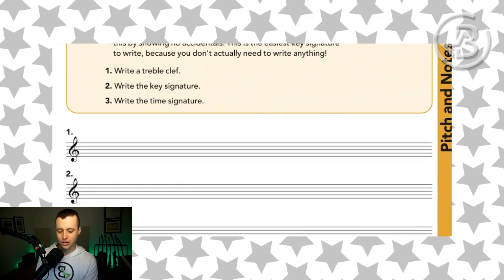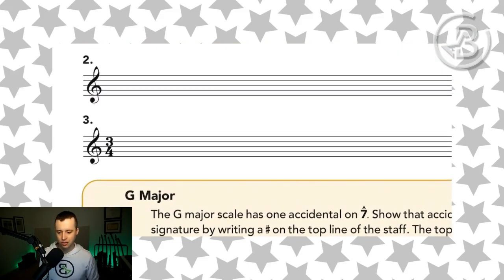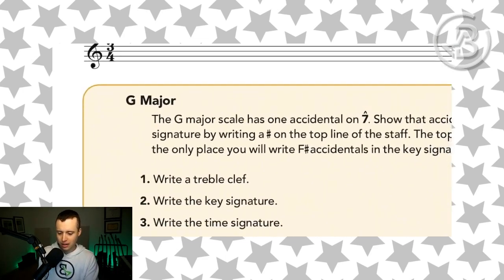To write a key signature, all you've got to do is write a treble clef and then write a time signature, and just make sure you leave a little bit of space, as you would normally do, between the treble clef and the time signature. And that's where the key signature is. I know you can't see the key signature, but it's there. It's just saying there are no sharps or flats, because we take all the notes from the C major scale and just show it right there.